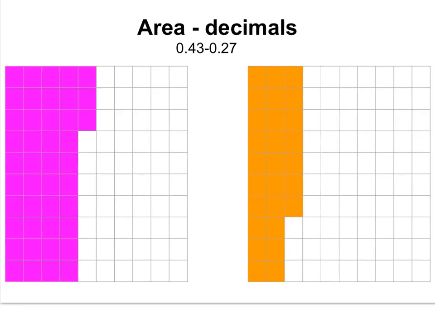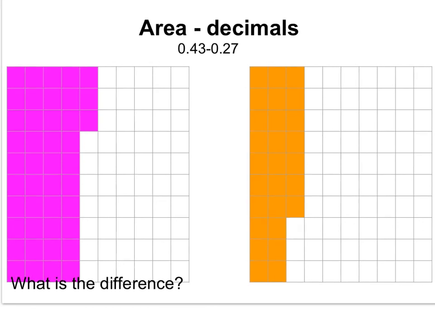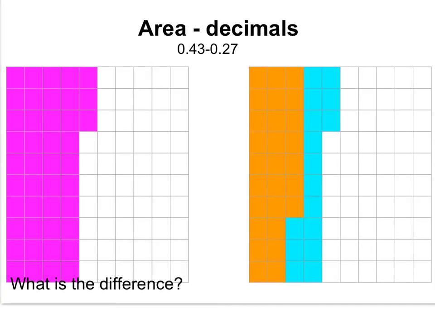In the purple, I drew 43 hundredths. In the orange, I did 27 hundredths. Then the question is, what's the difference between these two areas? Or what do I need to add to the orange to make it the same size as the purple? To make the orange look like the purple, I needed to include these turquoise boxes.